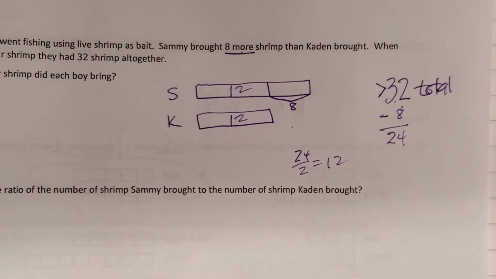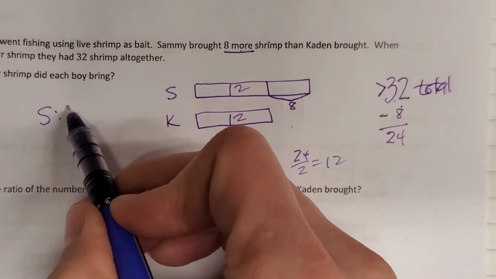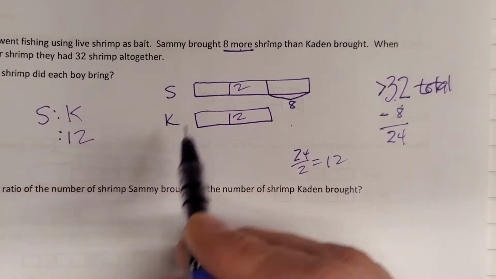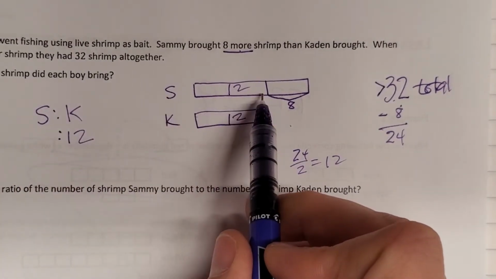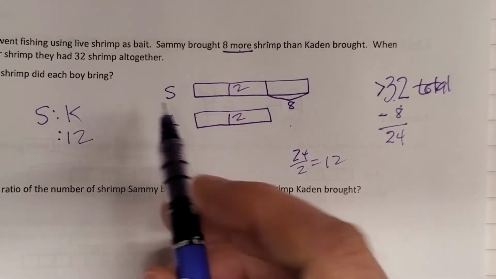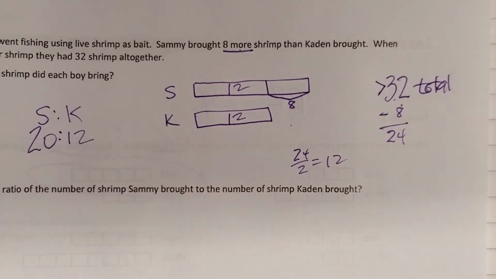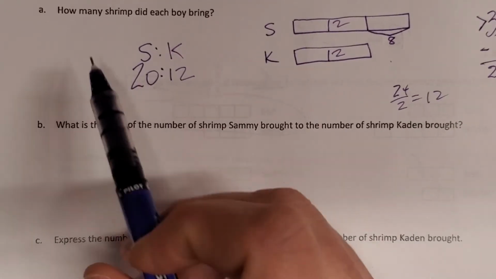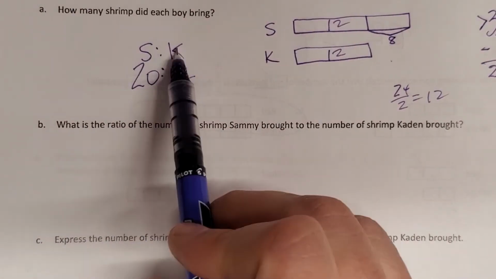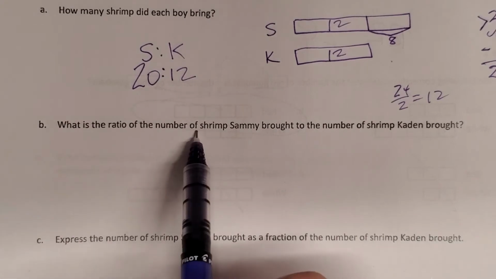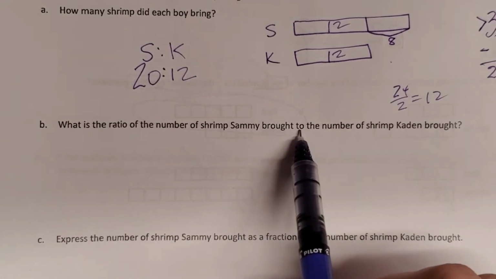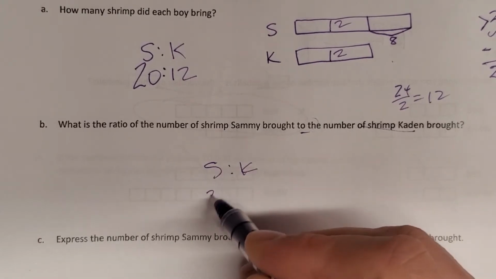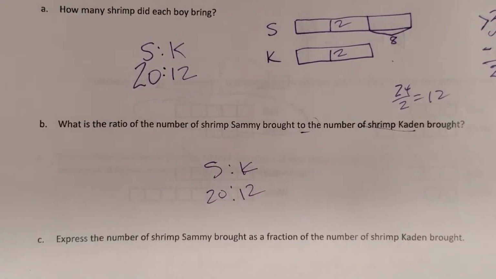So how many did Caden bring? Caden brought 12. How many did Sammy bring? 12 plus 8, 20. How many shrimp did each boy bring? Sammy brought 20, Caden brought 12. What was the ratio of Sammy to Caden? Sammy to Caden. Oh, we just did that, 20 to 12.